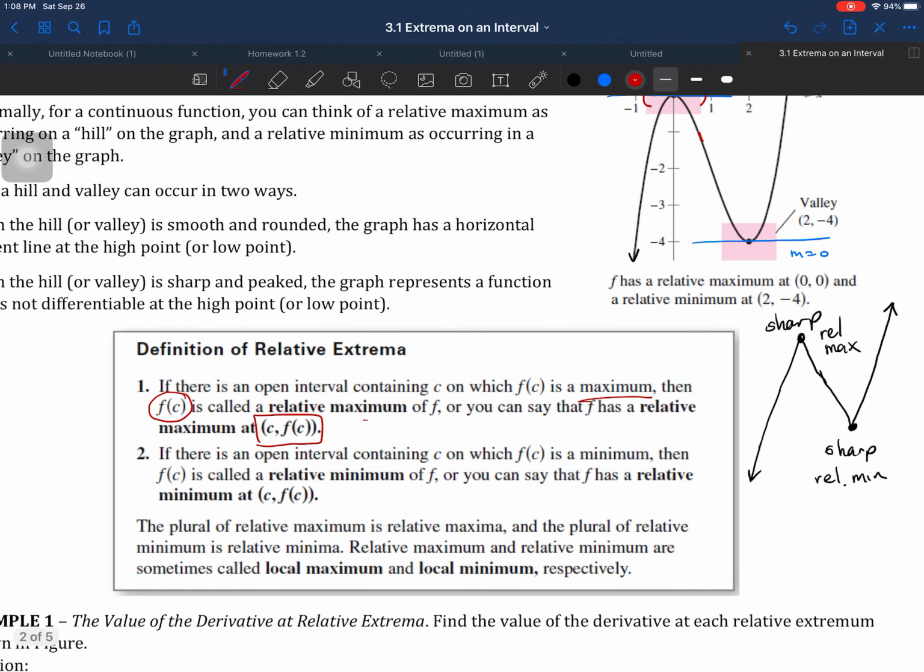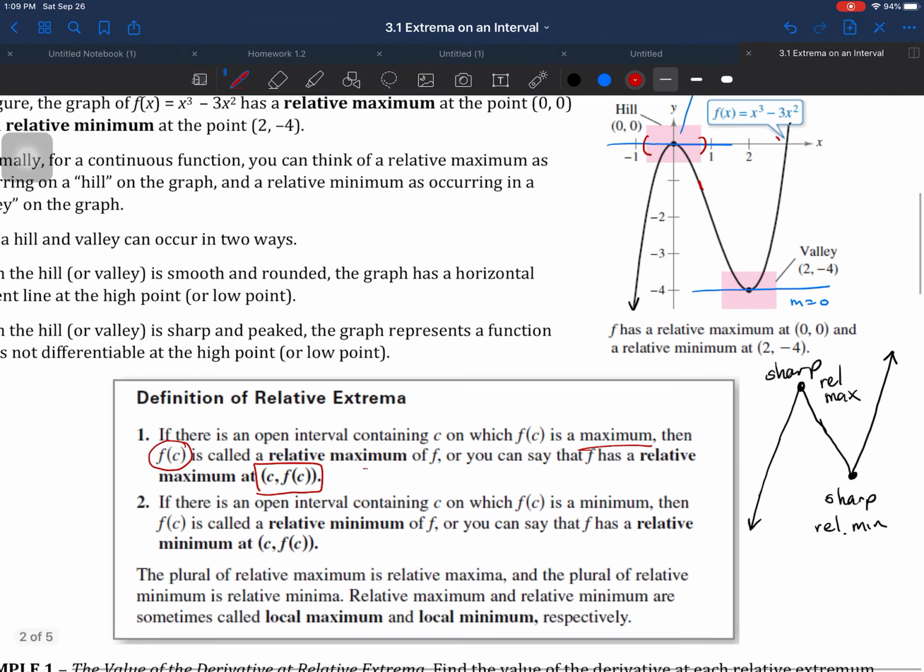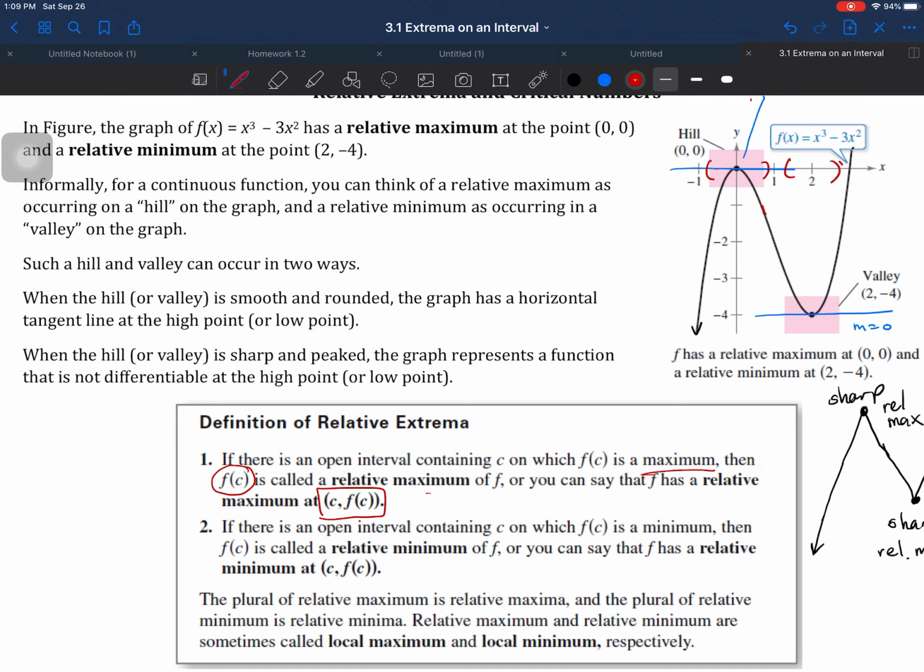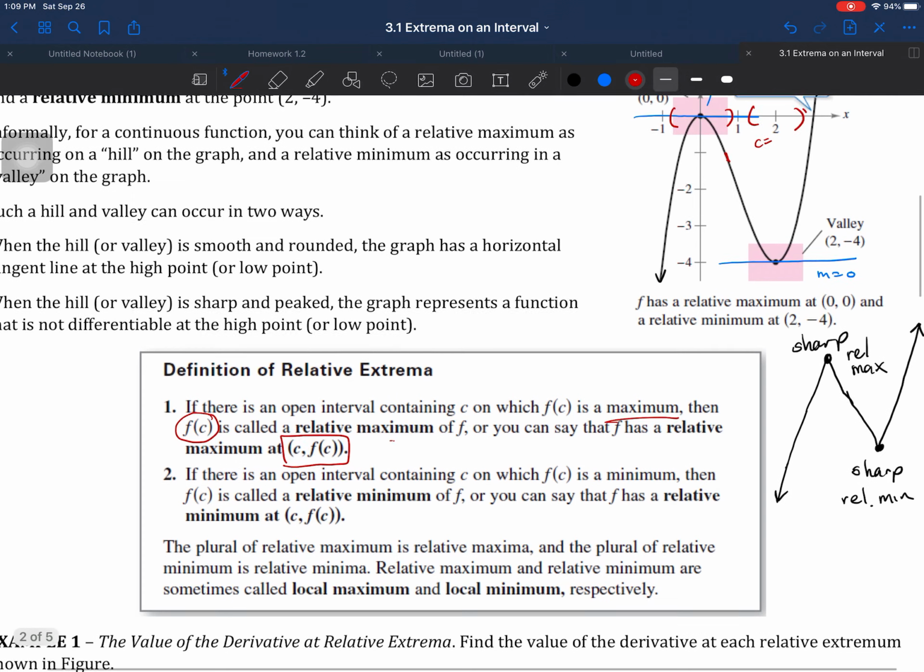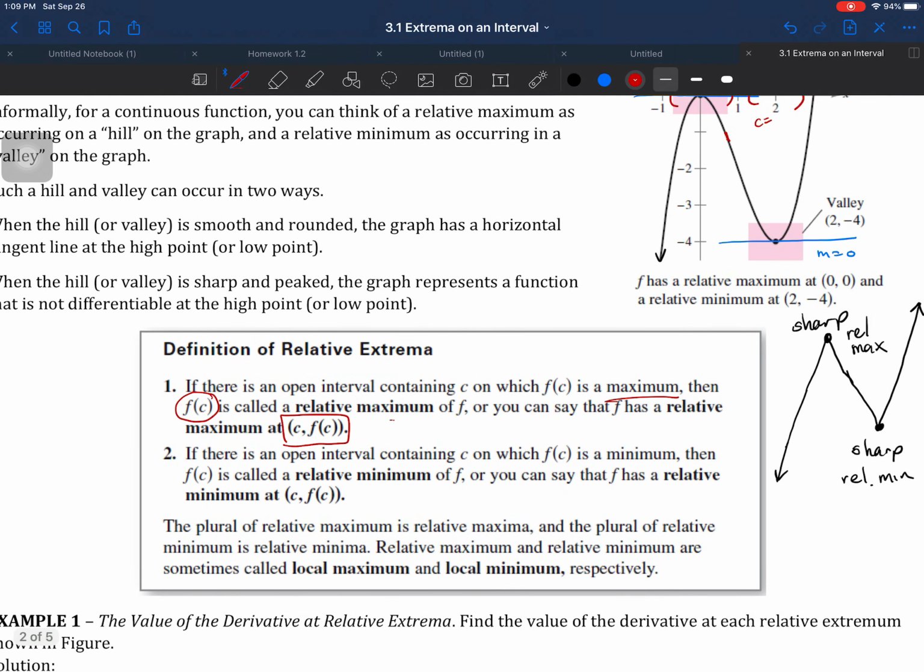In a similar argument, we can say if there is an open interval containing c, here's your open interval, containing c, here c is 2, then f(2) is the minimum, and f(2) will be called the relative min of f. Or you can say that f has a relative minimum at c. So the plural of relative maximum is relative maxima, and the plural of relative minimum is relative minima. Relative maximum and relative minimum are sometimes referred to as local max and local min.